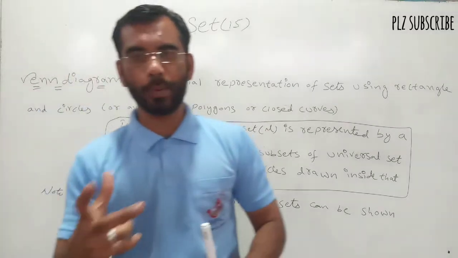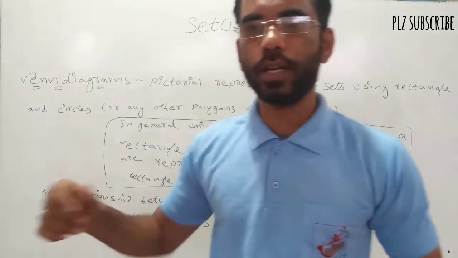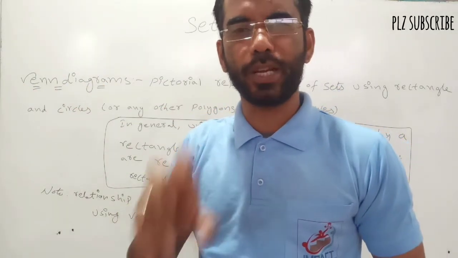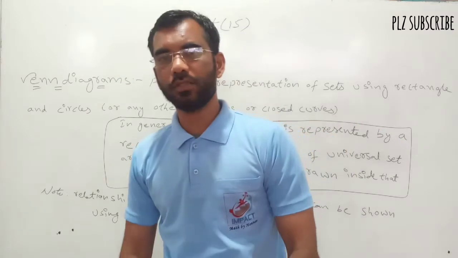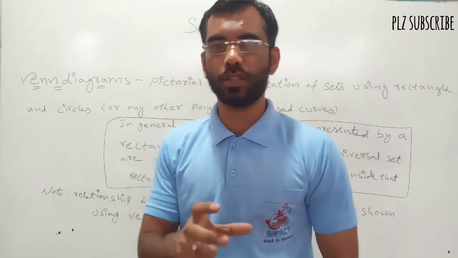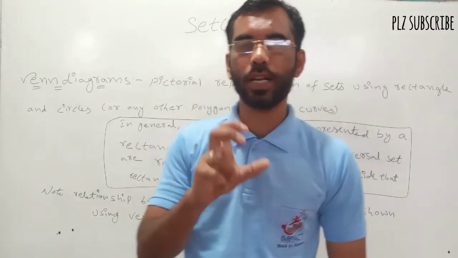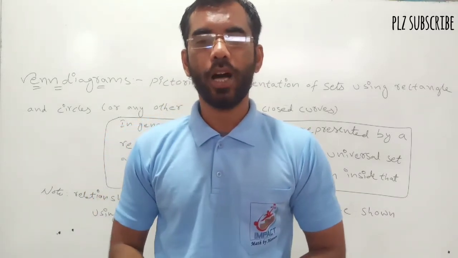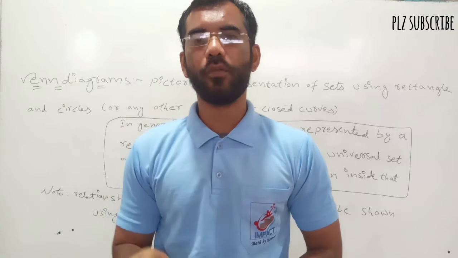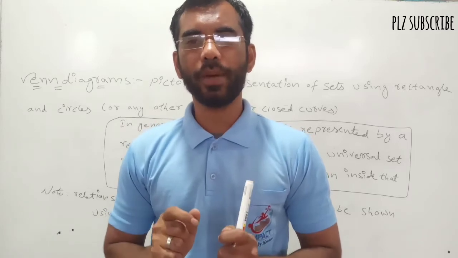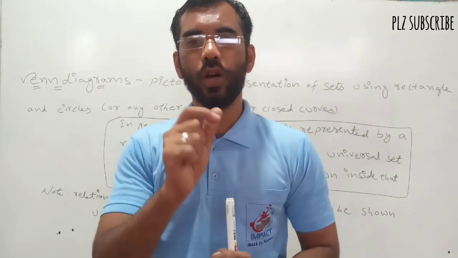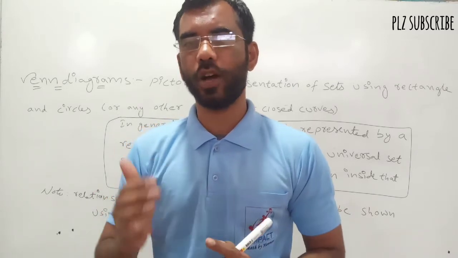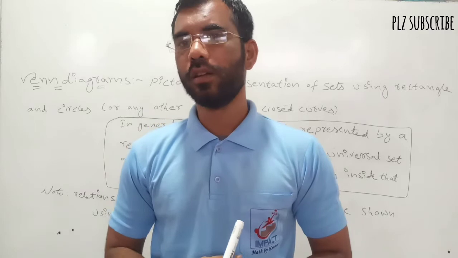Now we will see what is pictorial. Representation of the data in the form of pictures is called pictorial. Pictorial representation. Now, what is a polygon? A simple closed figure formed by line segments which are joining end to end is called a polygon.